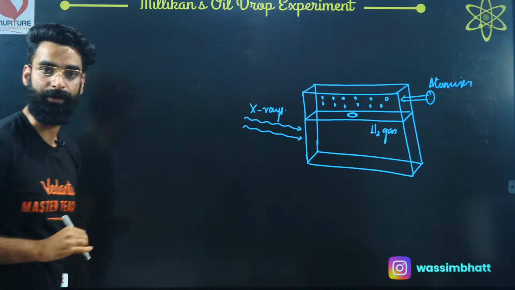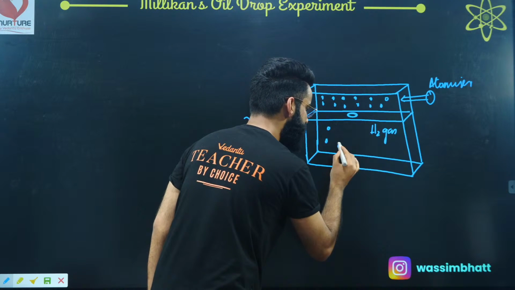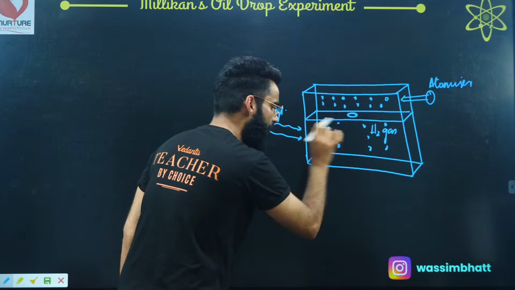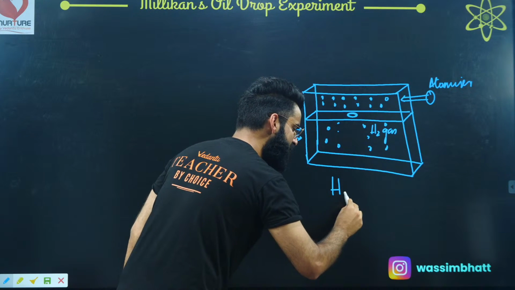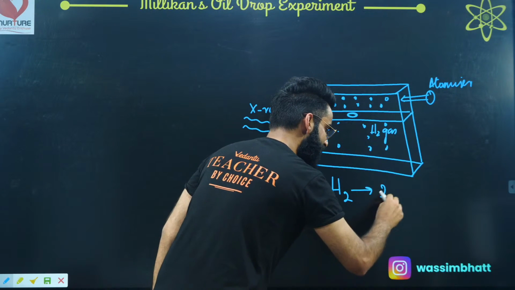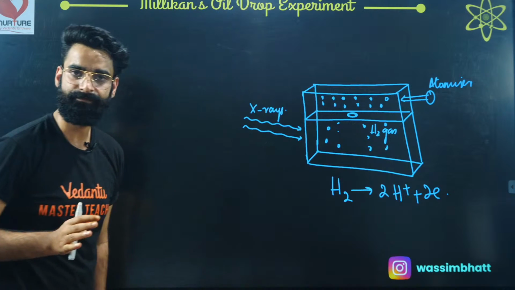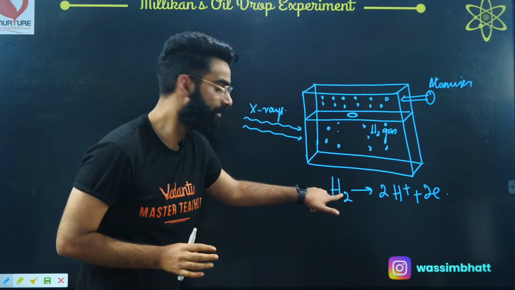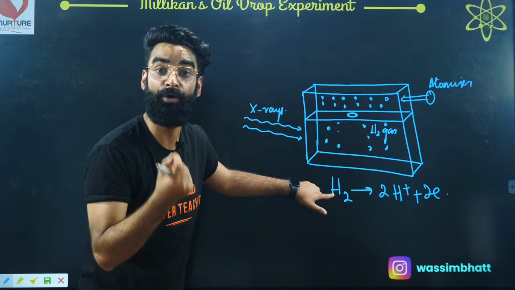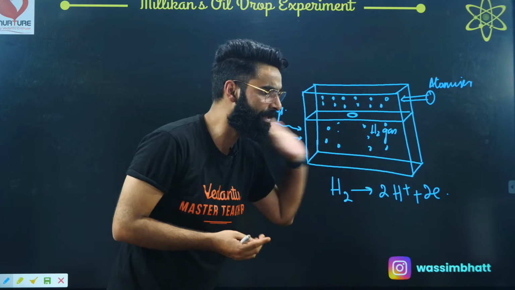What happens first of all? Remember, when X-rays fall on hydrogen, these are hydrogen gas molecules. When these X-rays fall on the hydrogen gas molecules, they will start to ionize. They'll start to lose electrons like this. Since one hydrogen atom will lose one electron, the hydrogen molecule, which is made up of two hydrogen atoms, is going to lose two electrons.